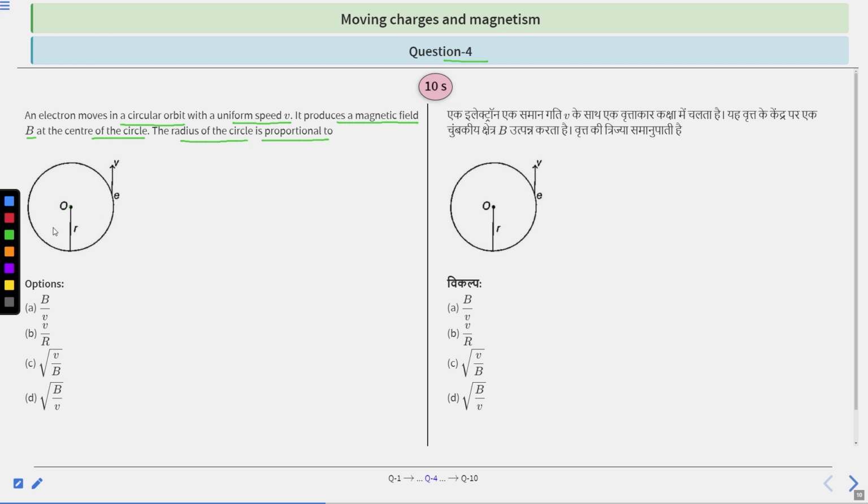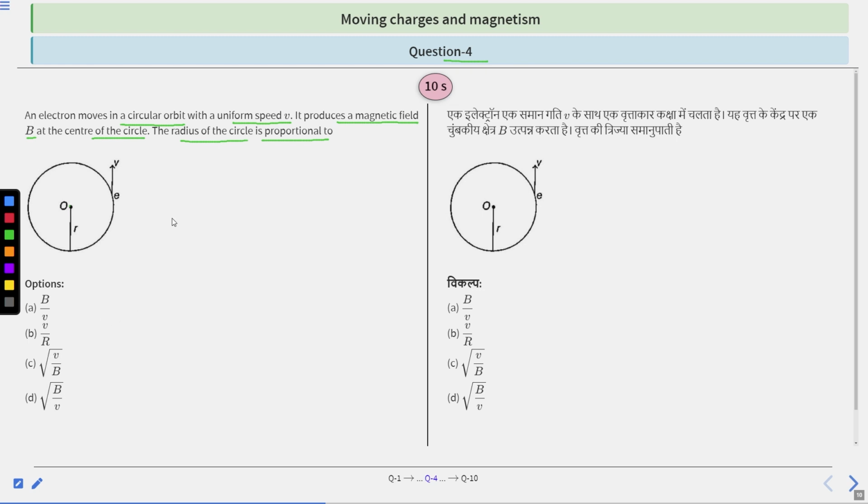So this is the circular orbit, and this electron moves in this circular orbit with speed v, which is given in this question. So we have to find the radius of the circle, which is proportional to what quantity. Given options: option A is v by B, option B is v by r, option C is under root v by B, and option D is under root B by v. So which option is correct?